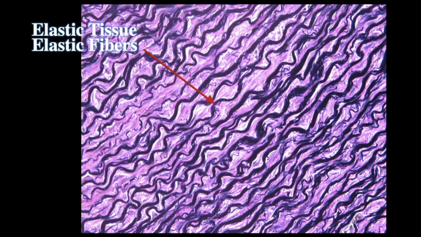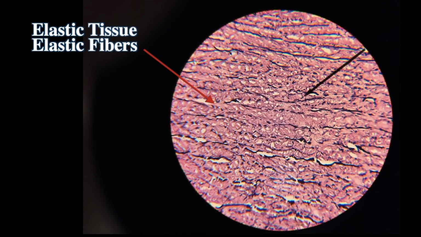Elastic tissue. These could be surrounding arteries, because arteries are very elastic. They have to be able to absorb the blood as it goes through and shrink once again: vasoconstrict, vasodilate.